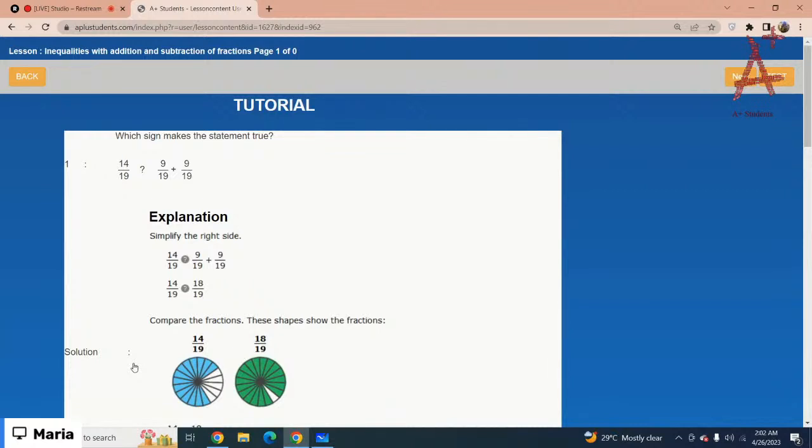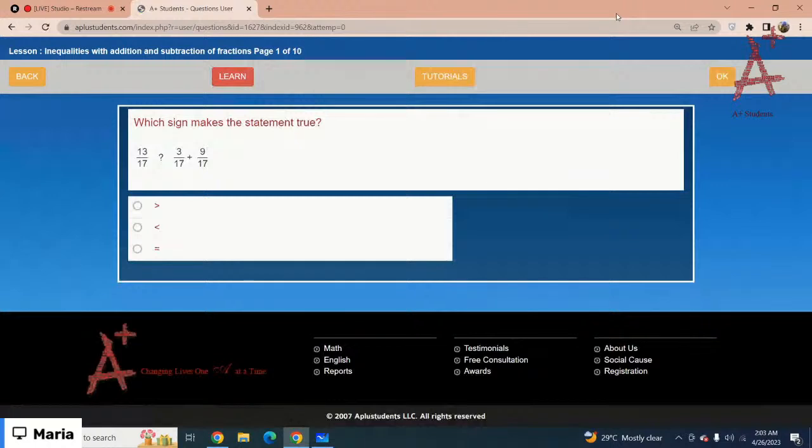You need to compare two fractions, 14 by 19 and 18 by 19. Obviously 18 by 19 is greater. Got it? That means 14 by 19 is less than 18 by 19. So it would be less. Let's start with the practice questions. You can have a look at the tutorial one by yourself. They are already solved.